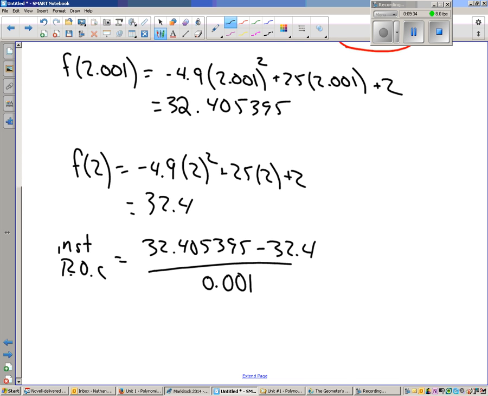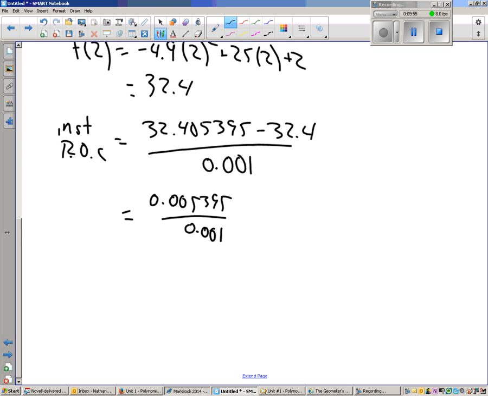So we perform that subtraction in the numerator, and what do we get? Then we divide it by 0.001, and we get 5.395. Then we're going to throw some units in there. We're talking about meters per second. So our instantaneous rate of change at 2 is approximately equal to 5.395.